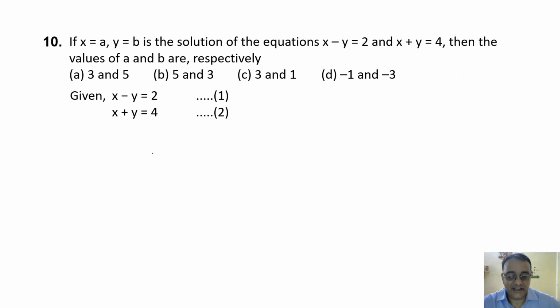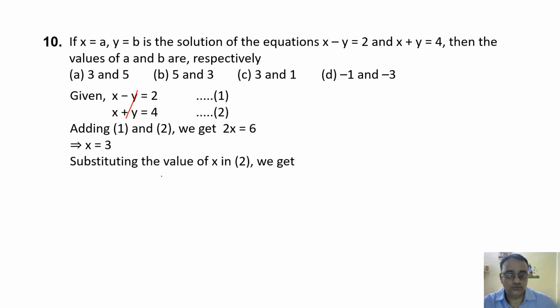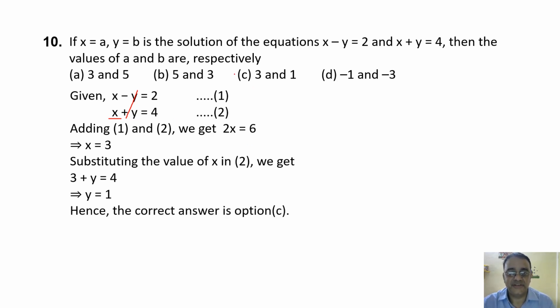So ऐड कर लेते हैं हम लोग. अगर ऐड कर रहे हैं तो क्या मिलेगा? 2x is equal to 6. So what is the value of x? Plus 3. Plus 3, right? So now if you substitute 3 in equation number 2, what will you get? 3 plus y is equal to 4. So what is the value of y? Plus 1. Plus 1. So which option is the correct one? Option C. Option C. Very good. Right. So 10th question हो गया.